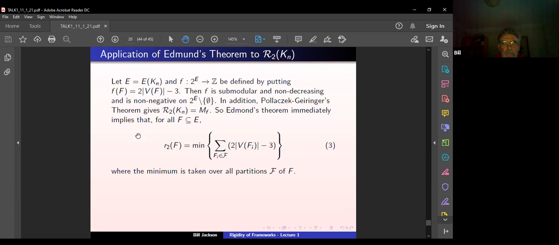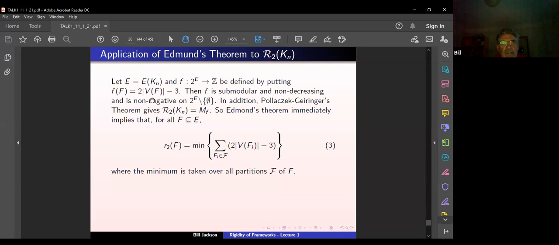Is that okay? I think so. Hank, you asked the question. Oh, he also asked about if you picked a different function. So I guess if you change the 2 and the 3, for example, it's okay. You just get different matroids. Yes. So if you take any a times v of F minus b, you would have a submodular non-decreasing function, well, you'd want it to be non-negative on the relevant sets. But yes, that would give you a matroid, and quite a lot of these matroids crop up in rigidity theory.